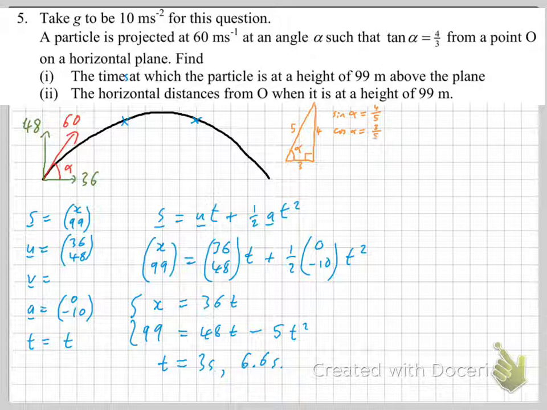And to answer part 2, you literally just need to substitute into this formula here. x is 36 times our 2 previous results. 36 times 3 is 108 metres, and 36 times 6.6 is 237.6 metres.